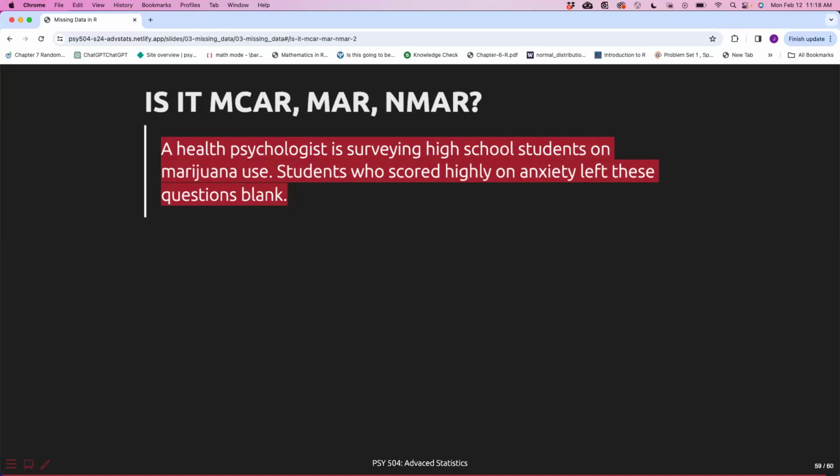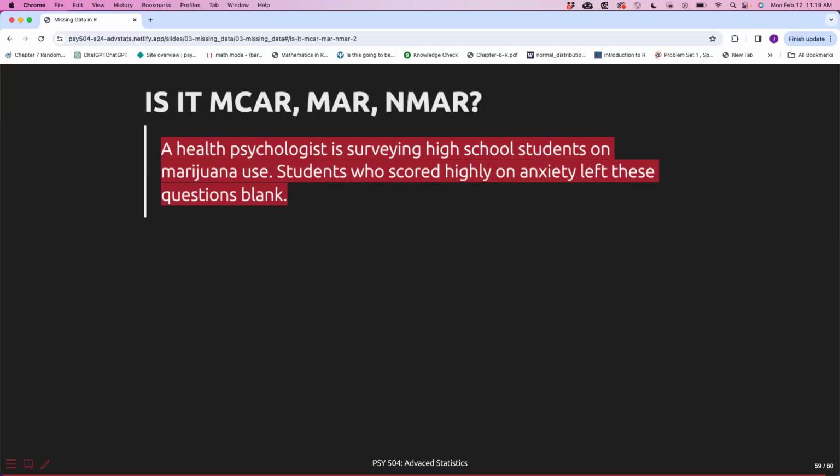So remember what missing at random entails. That the missingness is related or correlated with other responses or other variables in your data set. Which is anxiety. You don't measure it, right? Because you're measuring marijuana. But we related it. So yeah, this is a completely random example. But the point here is students who scored highly on anxiety left these questions blank.